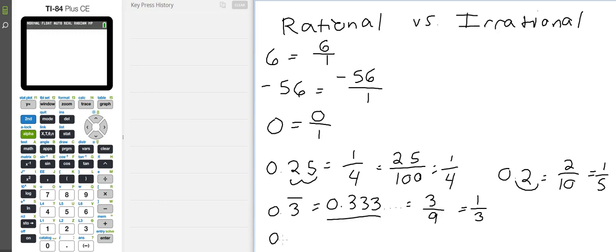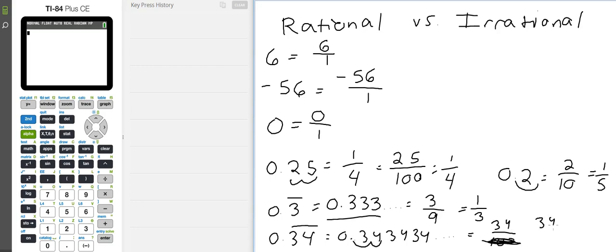Let's say you had 0.34, repeating. So this would be 0.343434, going on forever and ever. This can be written as a fraction, as you would have to move the decimal place 2 places, because you have 2 digits repeating. This becomes 34 over 99.